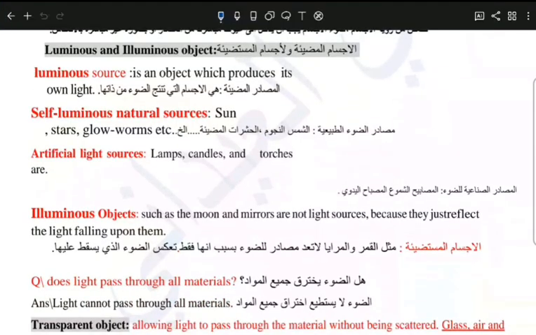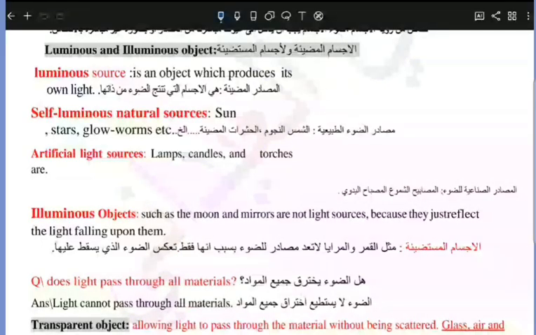Sun, stars, glowworms. The types of luminous object are self-luminous and artificial light sources. Self-luminous: sun, stars, glowworms, etc. Artificial light sources: lamps, candles, and torches. Excellent.